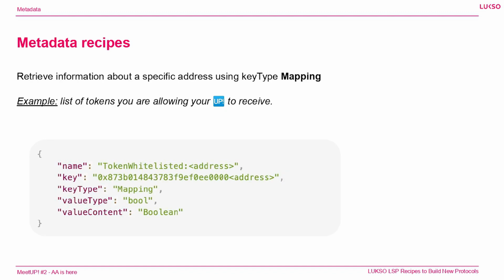Then we can assemble even more differently. Let's use the type mapping. Mapping, we can use that to assign specific information. For instance, here, an example would be the token that you want to allow your profile to receive. So if you want to whitelist a specific token, you can use a metadata schema like that. And a Boolean just specifies if you are allowed it or not.